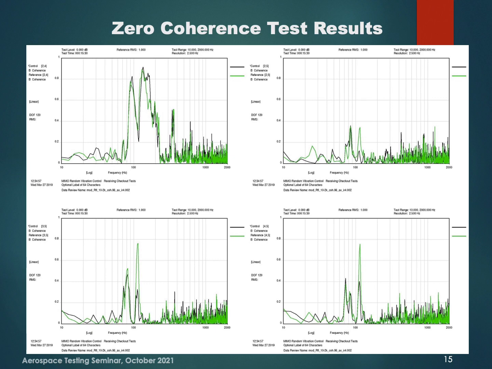In this case, the reference spectrum is shown in green, the modified one, and the achieved coherence is shown in black, again showing how close it is to the respective reference, and the fact that we, by and large, at most frequencies, achieved independent motion in X, Y, and Z.